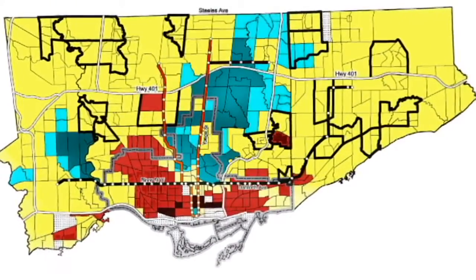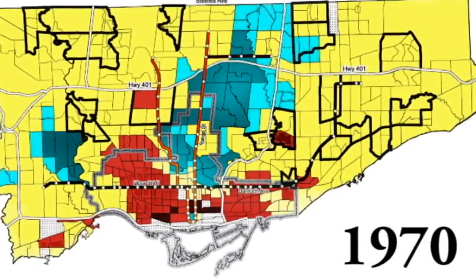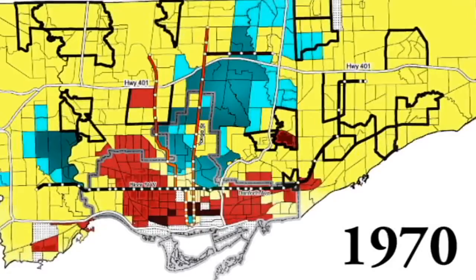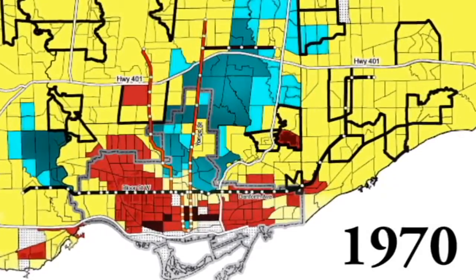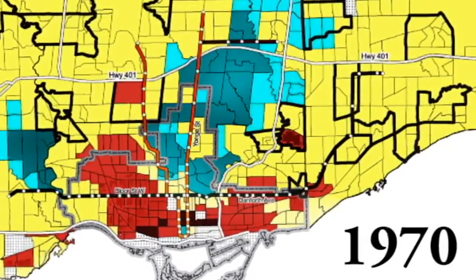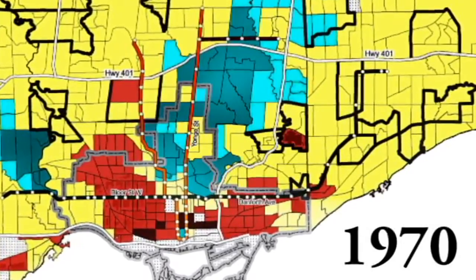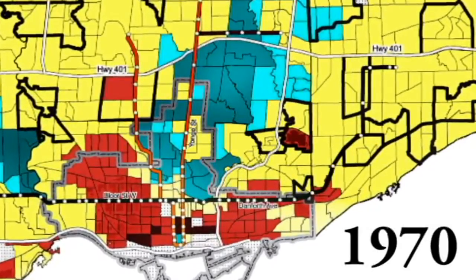So I'll show you 1970 here. The red and the dark red areas on the map are low and very low-income areas. The blue areas are high and very high-income areas. And the yellow areas on the map are middle-income areas. And Toronto was a middle-income city.